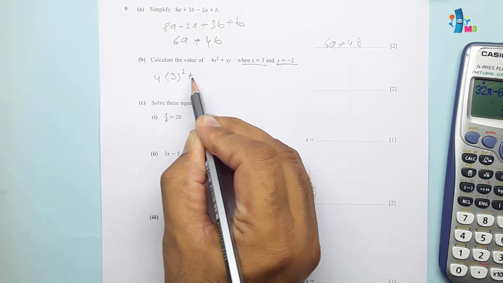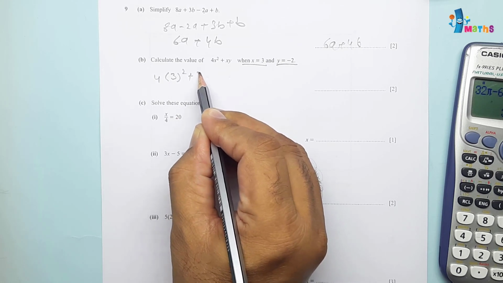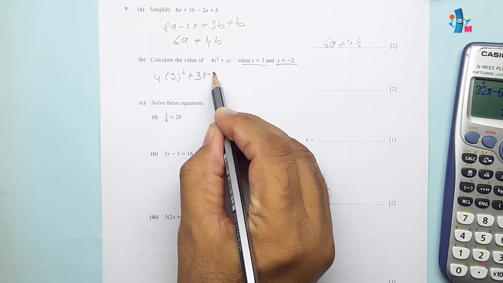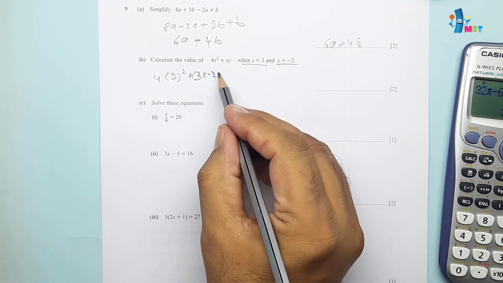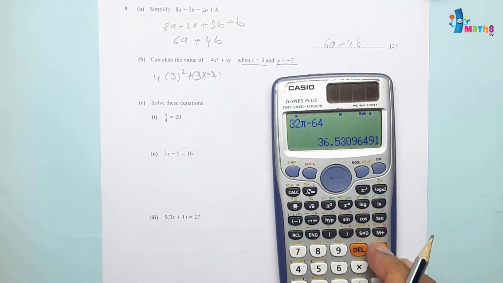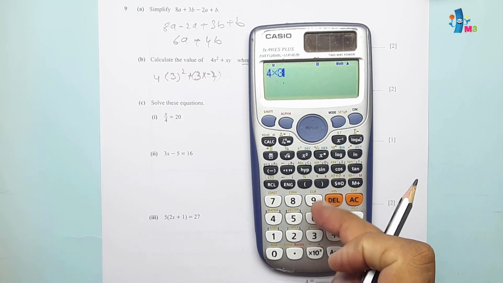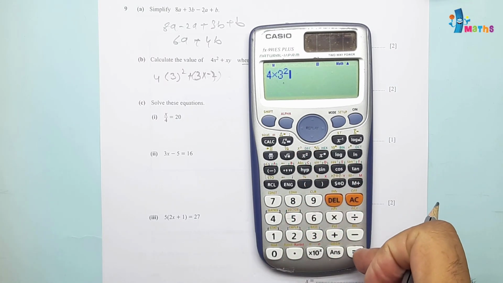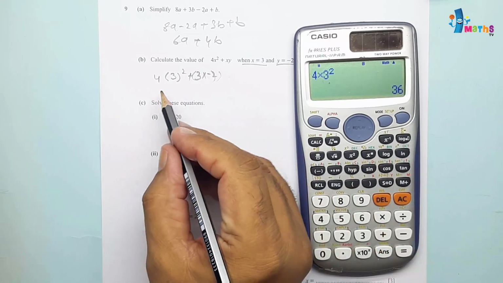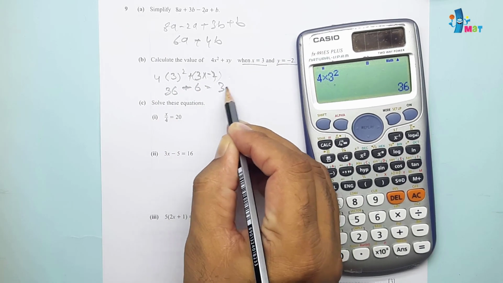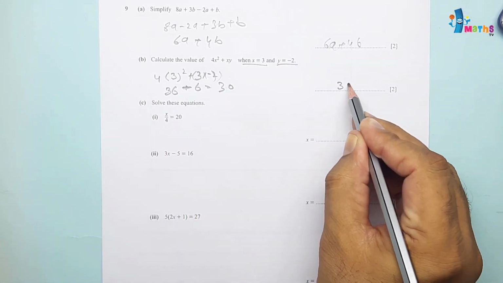4 3 squared plus 3 into minus 2 put in brackets. So this will be 4 multiplied by 3 squared will be equal to this one, 36. This is 36 minus this will be 6, so this will be equal to 30. So our answer is 30.